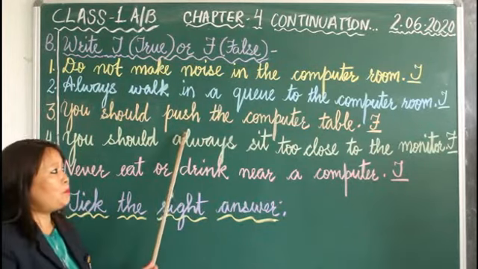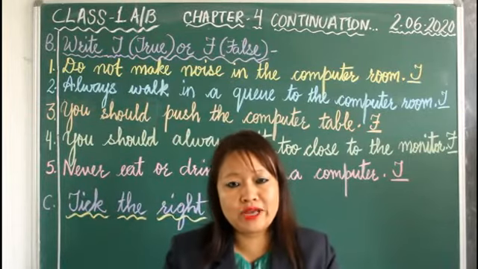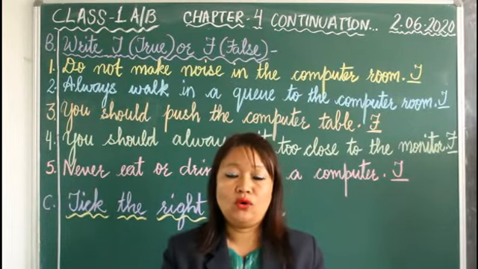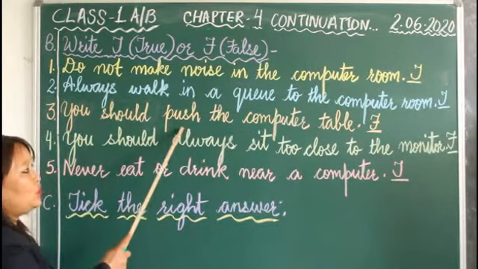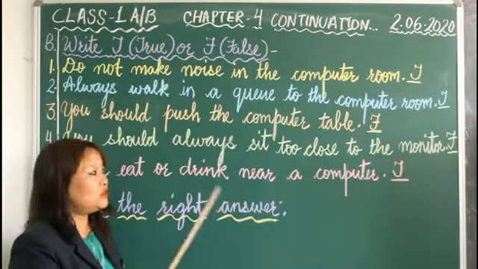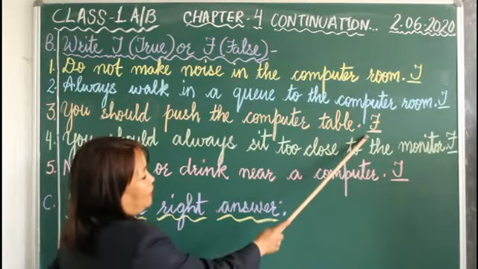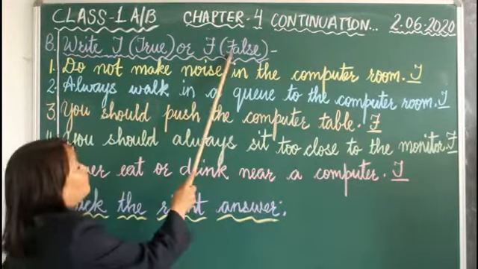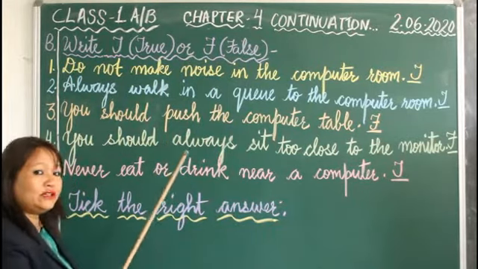Now let us do number 3. You should push the computer table. Do you push the computer table? No. We should not push the computer table. So your answer is F, which means false, wrong. We should not push. Alright?